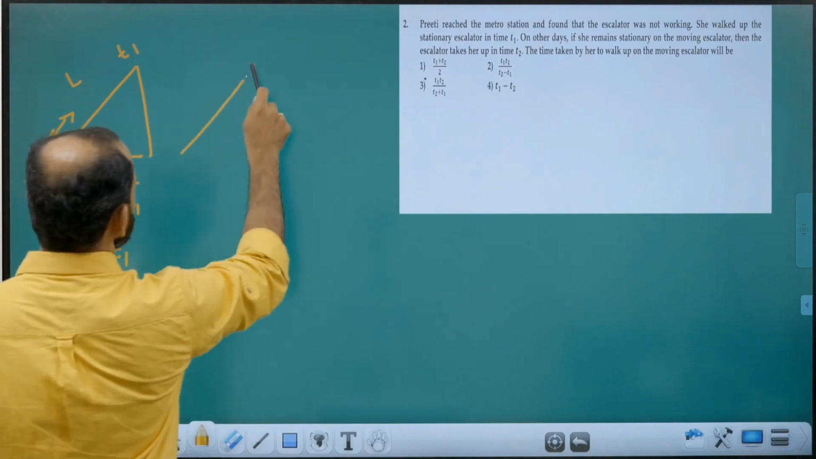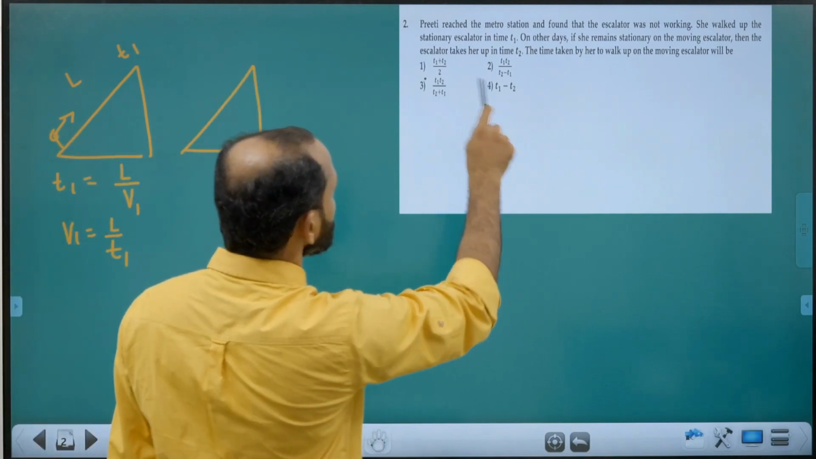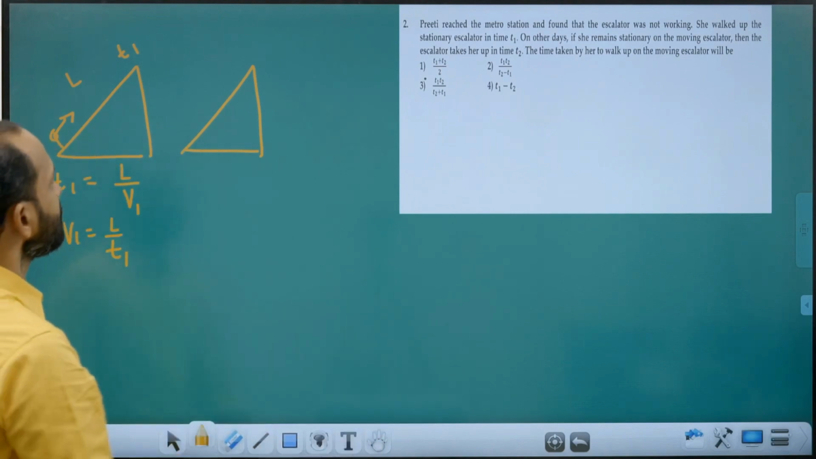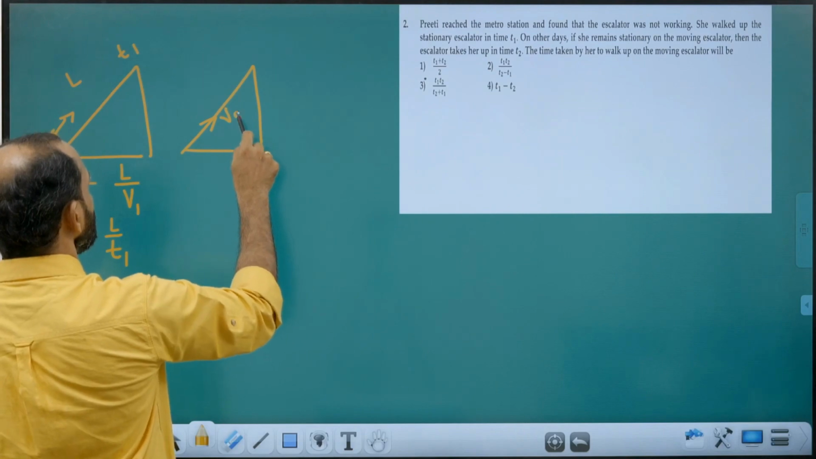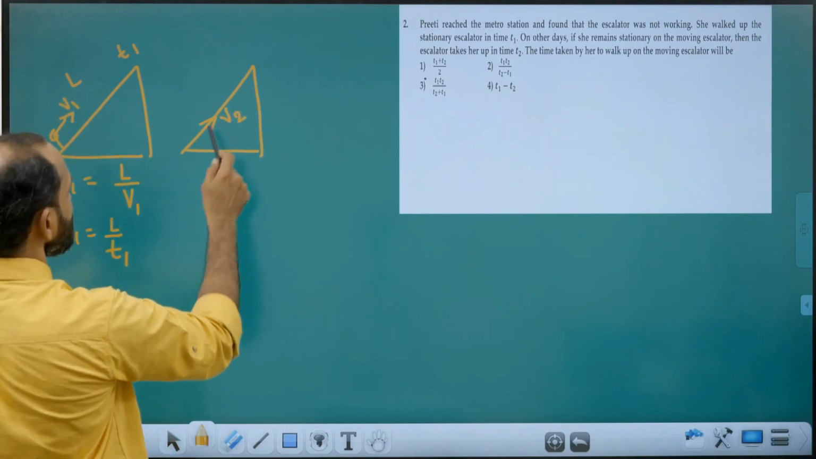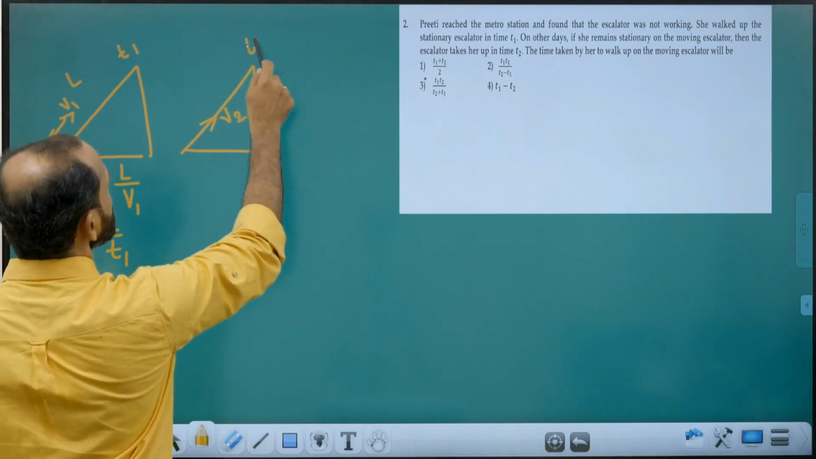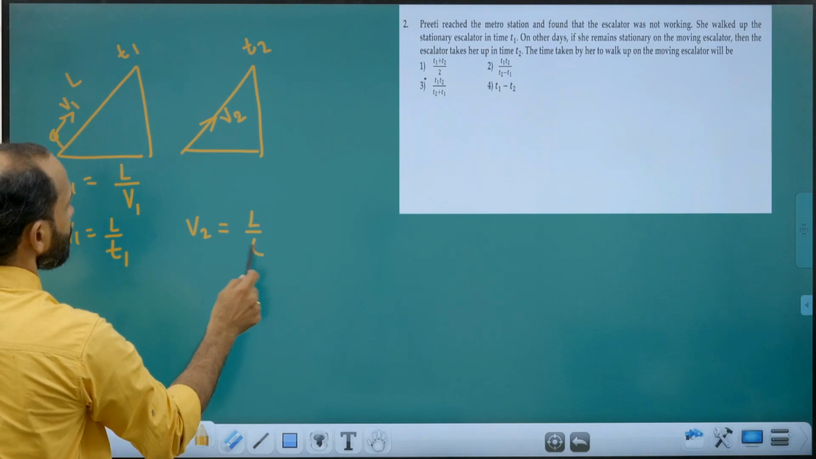Okay. Next case, the second case. The escalator takes her up in time t2. Next time the escalator was moving with velocity v2. In the first case Preeti was moving with velocity v1. In the next case the escalator velocity is v2 and she reaches in time t2. There v2 can be written as L by t2.